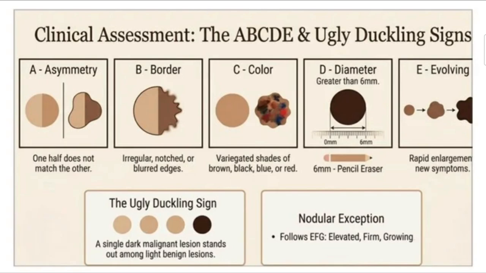And about the ugly duckling sign, every person has moles that usually look similar. If one mole looks different from the others, it is called the ugly duckling sign. This is an unusual mole, which is more likely to be a melanoma.